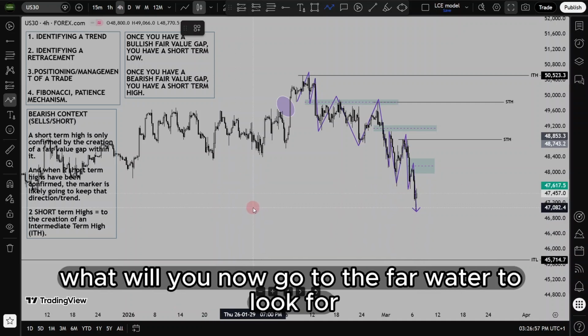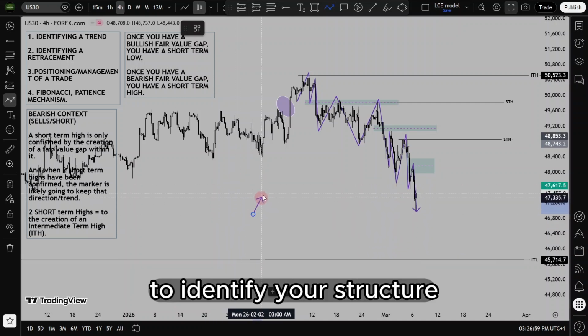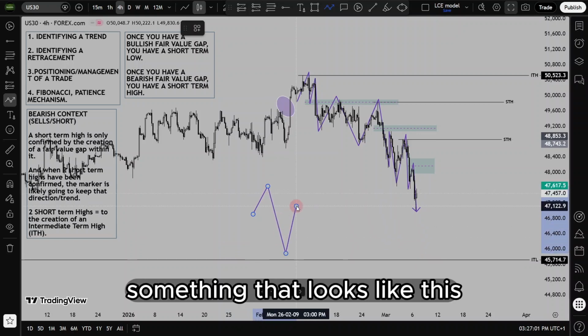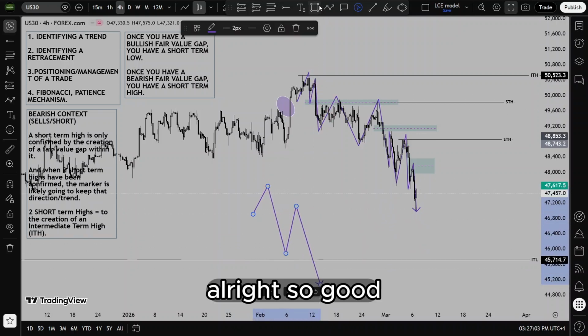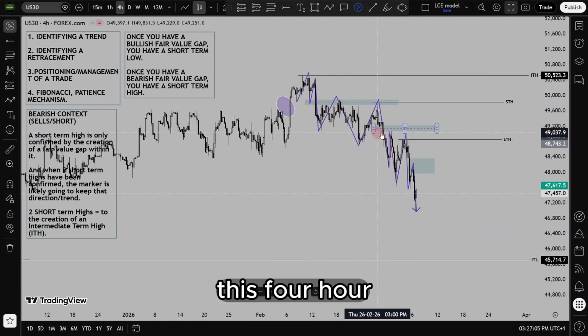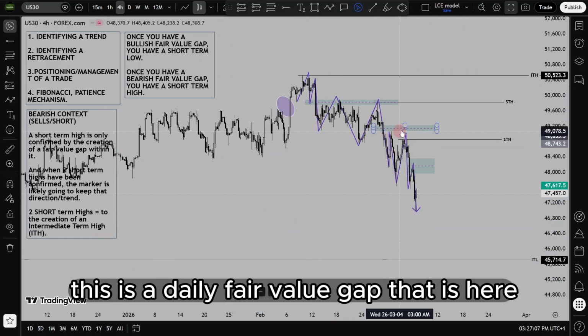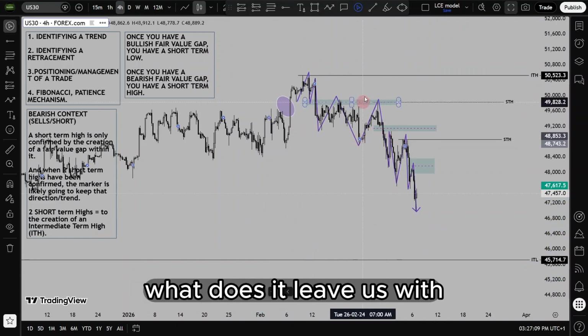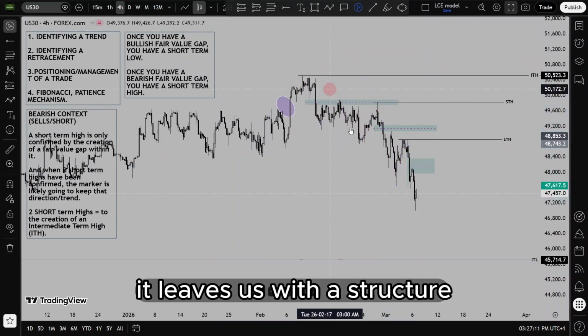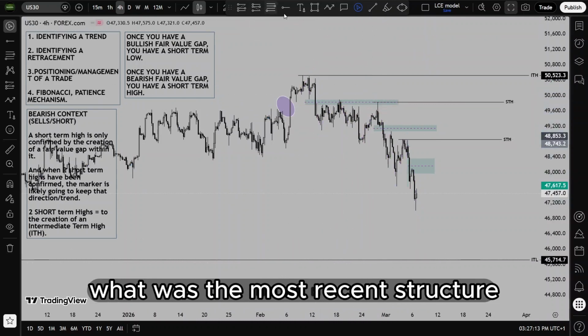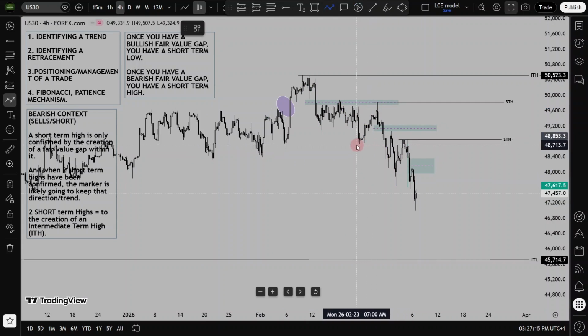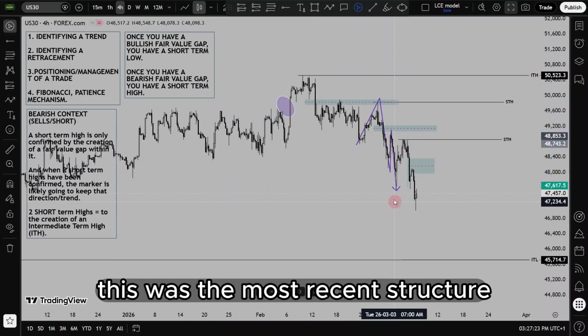What will you now go to the forward target to look for? To identify your structure, something that looks like this. All right, so good. This 4 hour, this daily fair value gap that is here. What does it leave us with? It leaves us with a structure. What was the most recent structure? One, two, three, four, five. This was the most recent structure.